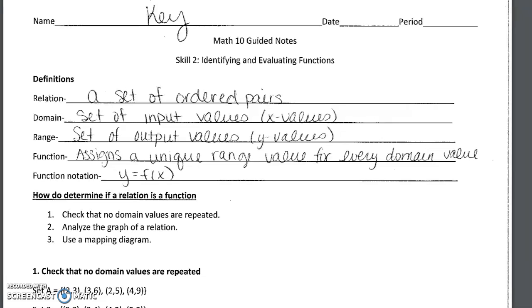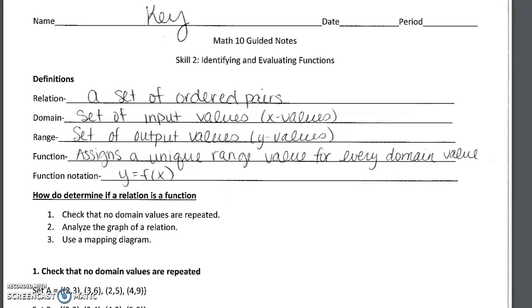So first one up there is a relation. A relation is any set of ordered pairs. So relation is the most generic version of what we're looking at. Anything that has x's and y's, inputs and outputs, is considered a relation. Nothing special about it, just very general. When we want to be more specific, we talk about something being a function. So if you skip down to the fourth one, a function assigns a unique range value for every domain value. So there is something very specific that's happening that makes something a function.